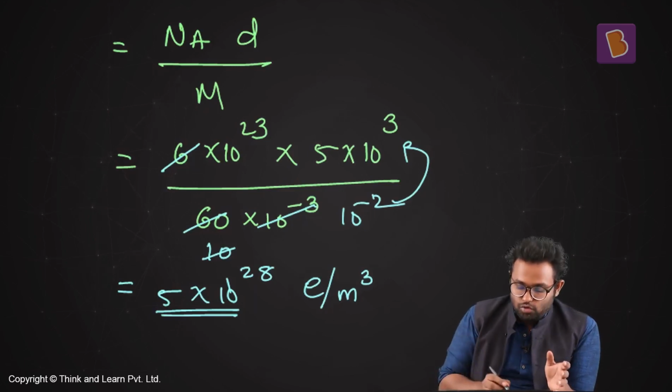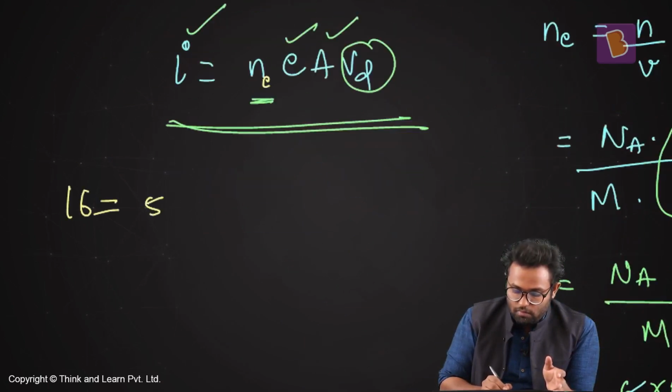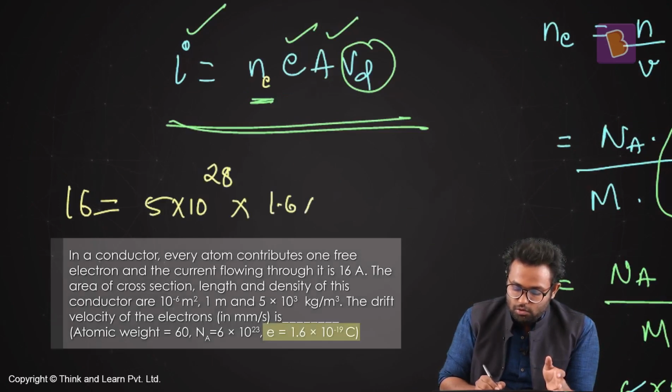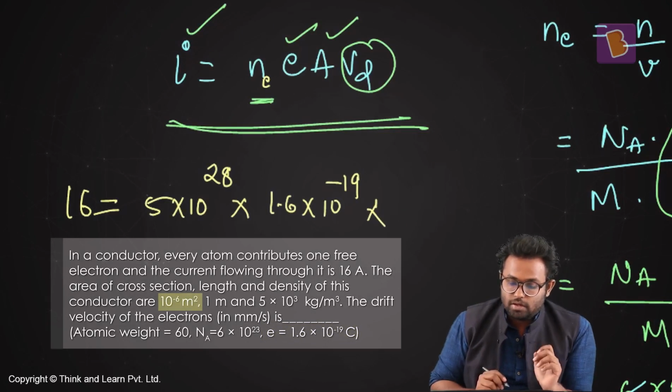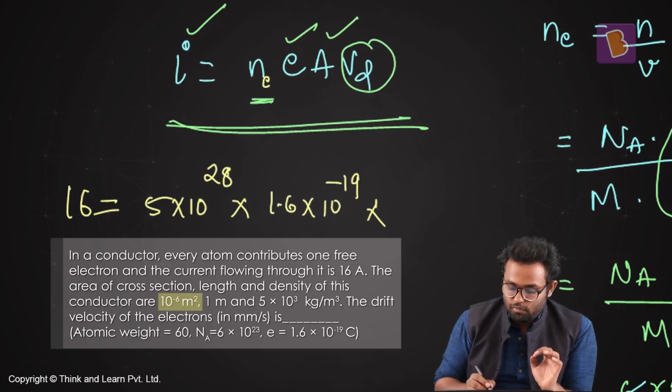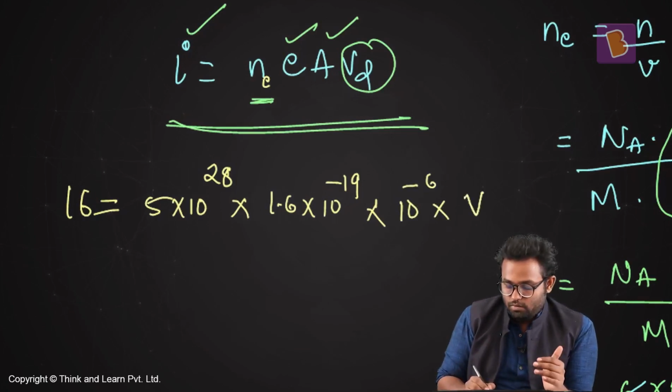Now, that's not what I have to find. I have to find Vd. So now let me plug things into my original equation. The value of I is 16. The value of N I just found out to be 5 into 10 to the power of 28. The value of e is 1.6 into 10 to the power of minus 19, and the area is given to me. When you look at the problem, the area is 10 to the power of minus 6. That's also in SI units, good. Vd I have to find out.